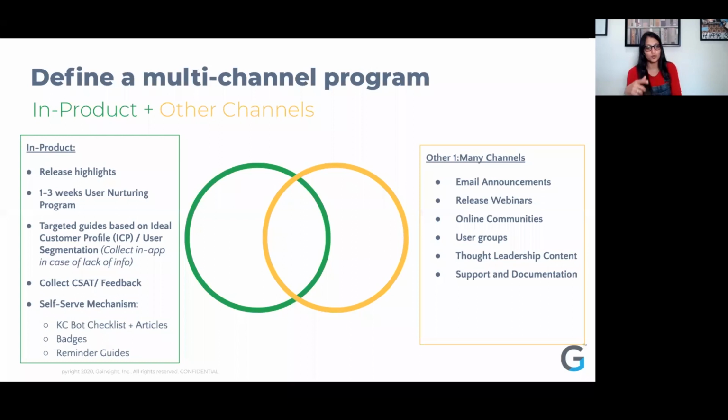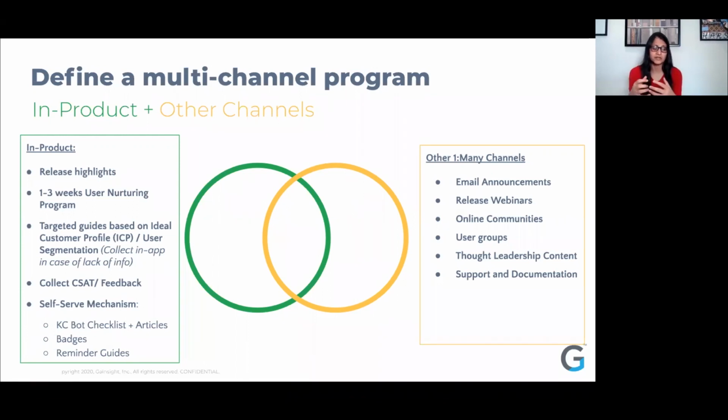So think of it as a closed-loop feedback process. And then enabling a self-serve mechanism. If you have a bot-like feature in your product, or if you're using a product which lets you use a bot. In Gainsight PX, we have this little bot, which we can place anywhere on the screen. It serves as an on-demand self-serve assistant, like a checklist, where you can add these user nurturing program guides, your new release highlights, your past release highlights, and so on and so forth.